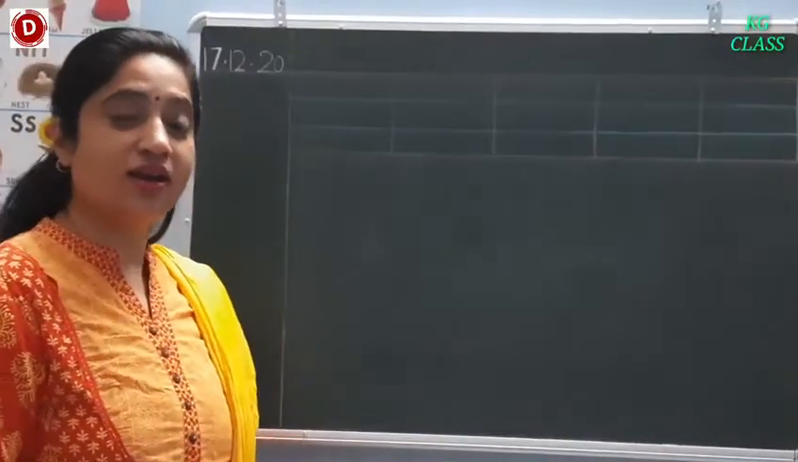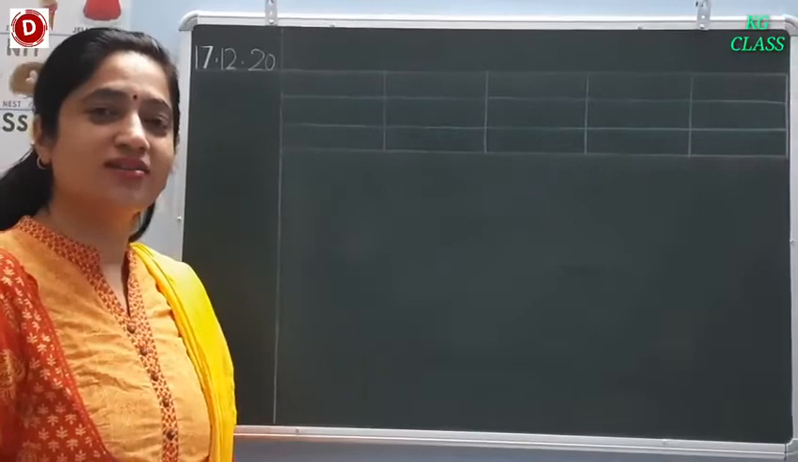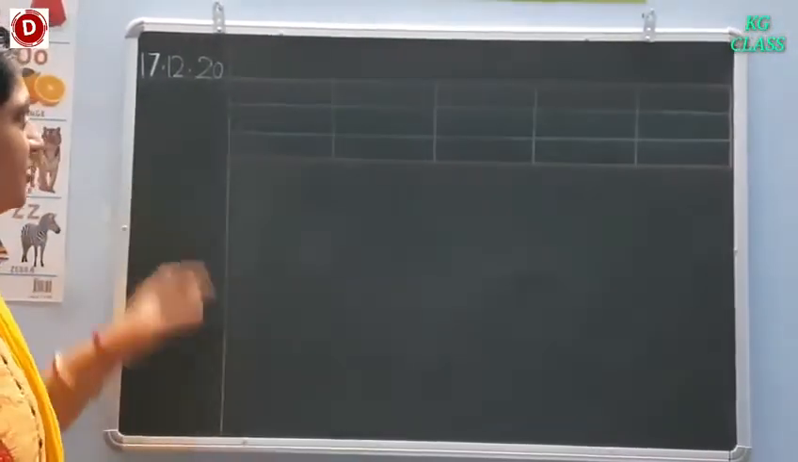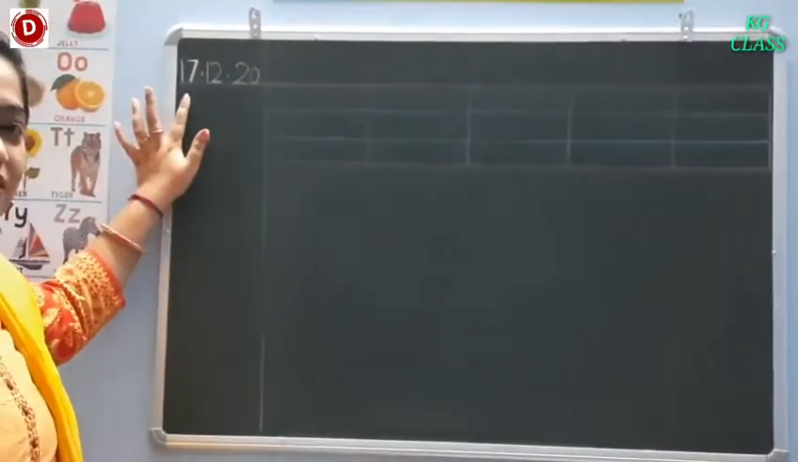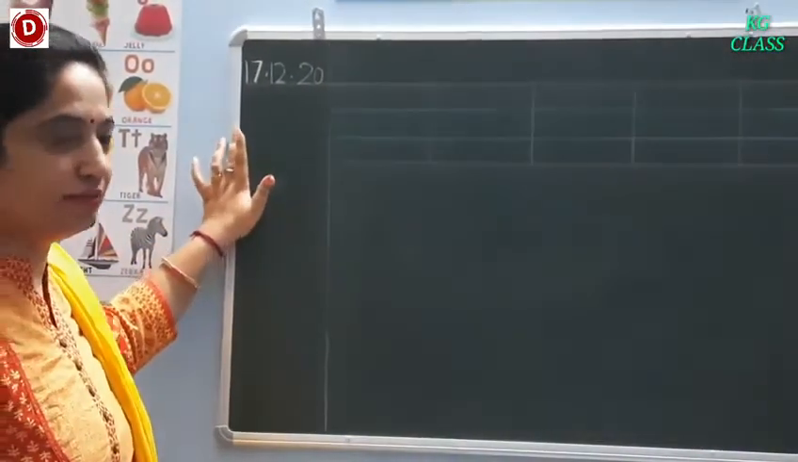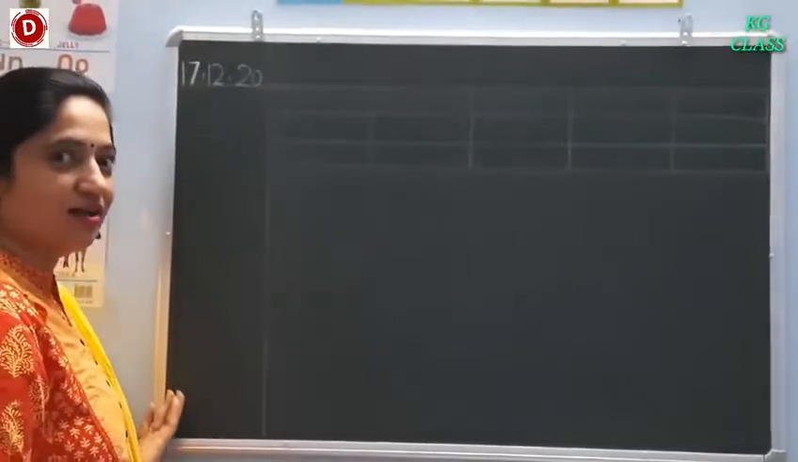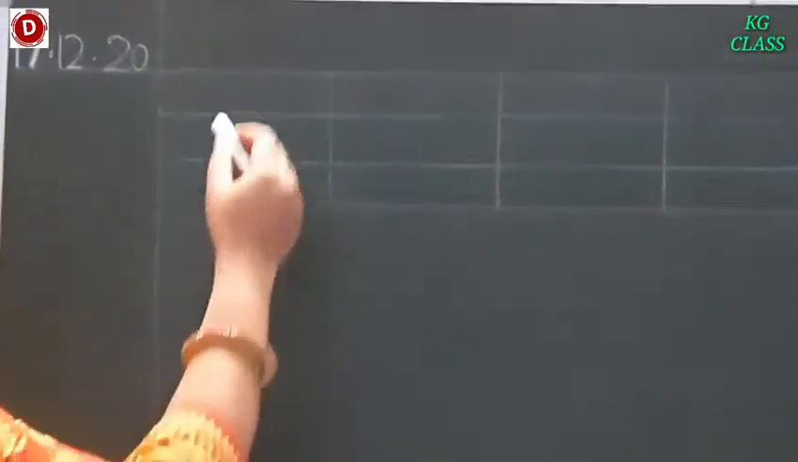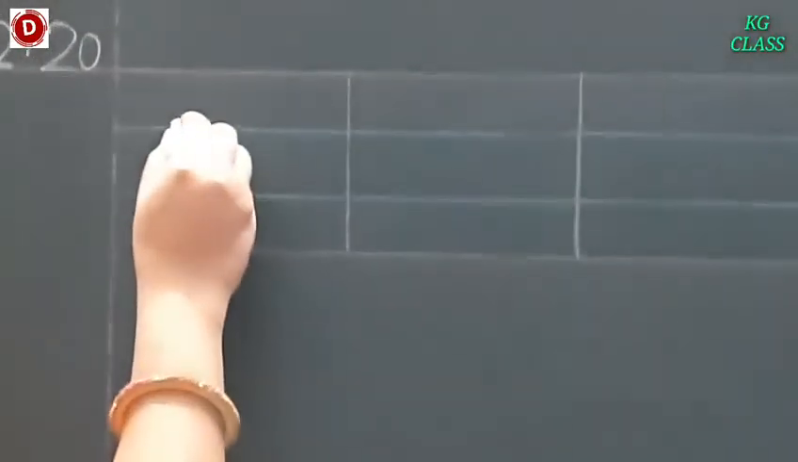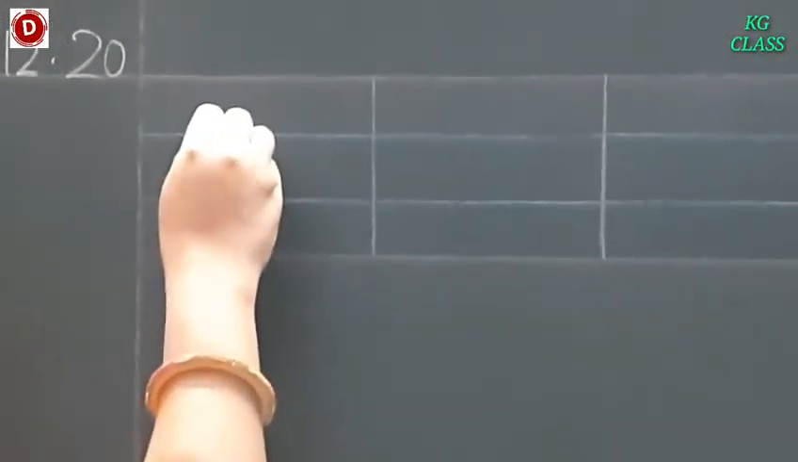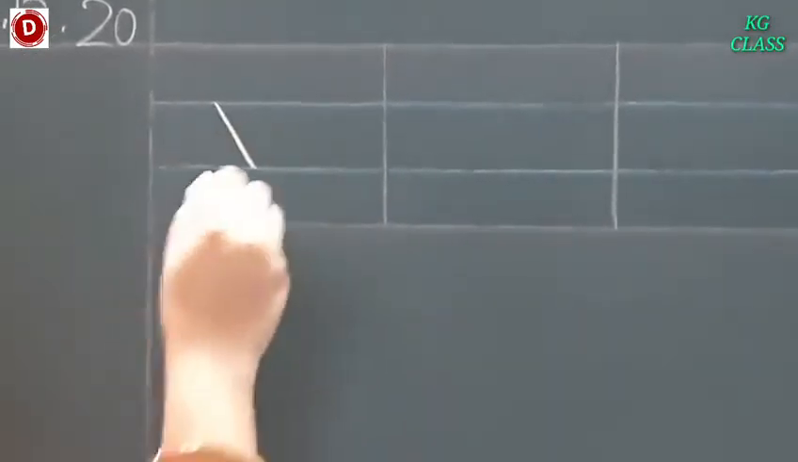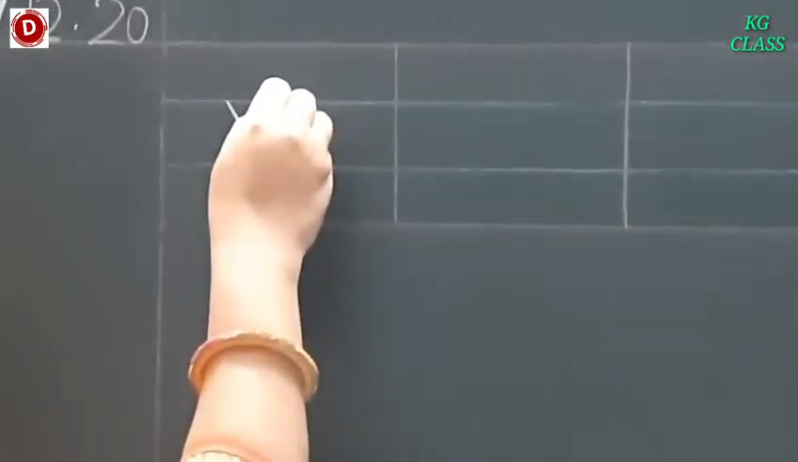Children, today again I'm going to teach you to write small letters X, Y, Z. Okay, children, so look at the board carefully. This is today's day. Today is 17th December. So let's learn how to write small X, Y, and Z. Children, put your pencil on the first blue line and make a slanting line till the second blue line like this. Then again cross it like this.